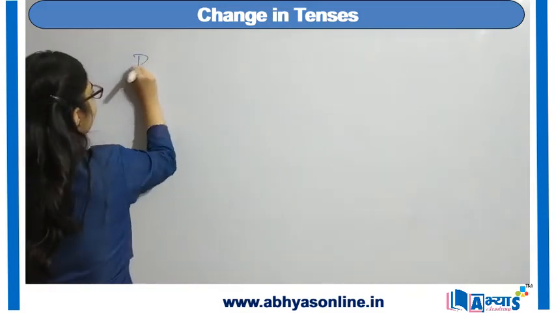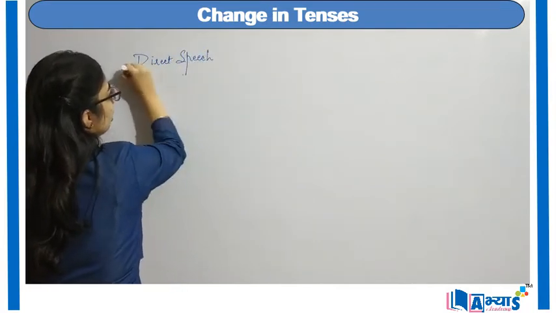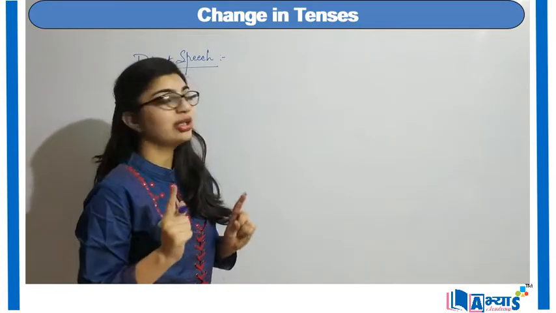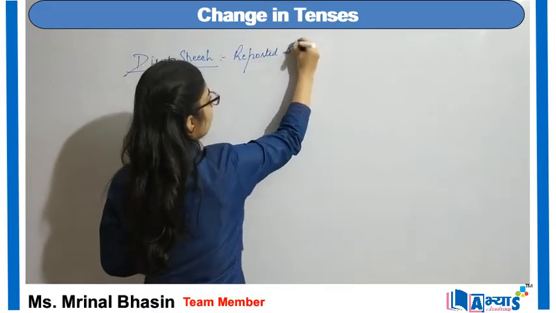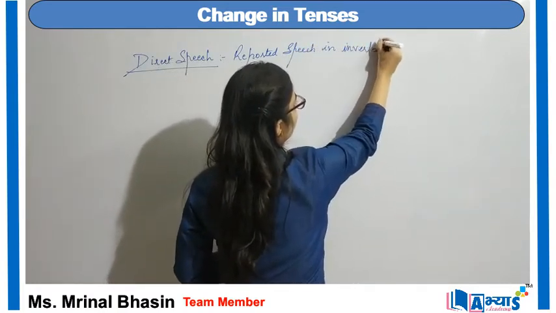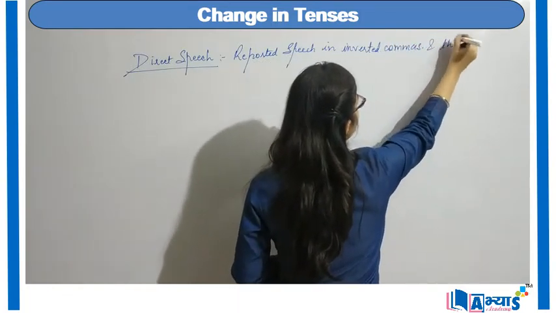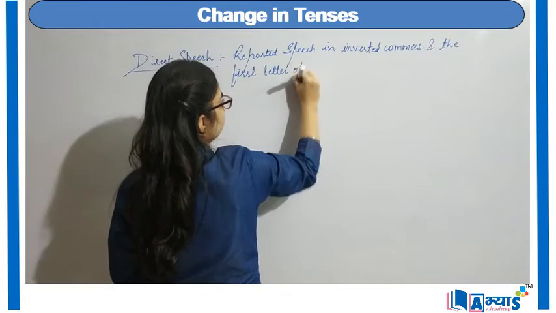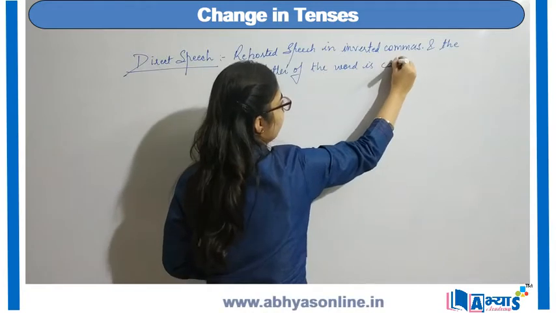So, for direct speech, the important concept is that the reported speech is in inverted commas and the first letter of the word is capitalized.